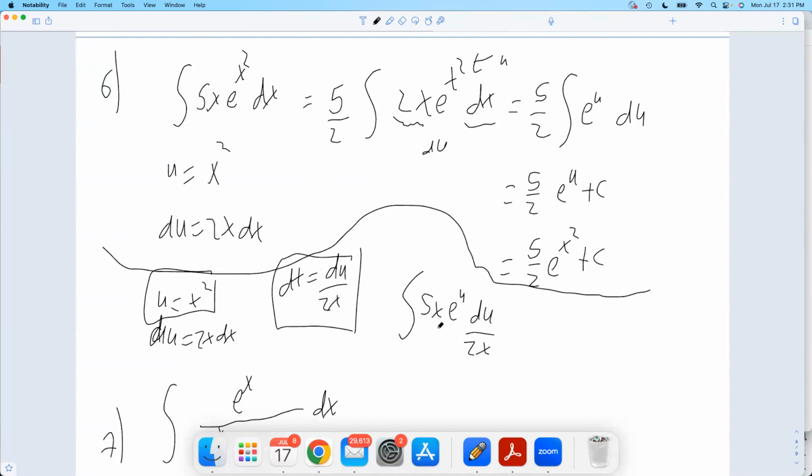Now, the way this looks right now, this is impossible to do. You cannot do an integral with two different variables floating around. Oh, but luckily, all those x's canceled out, and you get 5/2 times the antiderivative of e to the u du, which is right back where we started. Again, some students like this method of solve for dx.